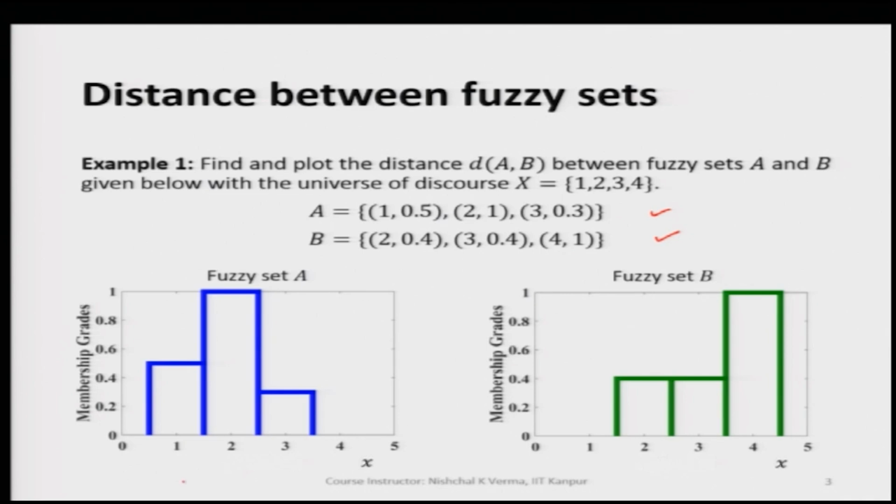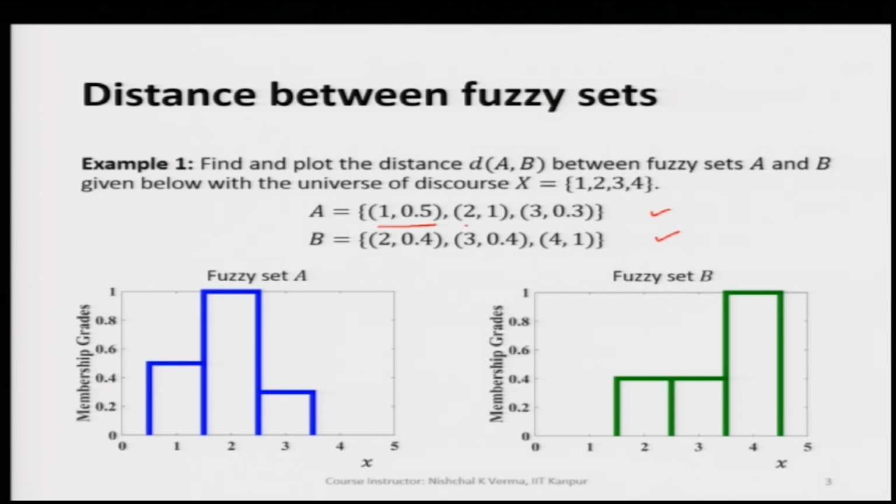These two fuzzy sets are discrete, as we can see here, and we can represent them like this. Let us first take fuzzy set A. The discrete fuzzy set A has three elements. The first element is 1 comma 0.5, which means we have 1 as the generic variable value, and 0.5 is the corresponding membership value.